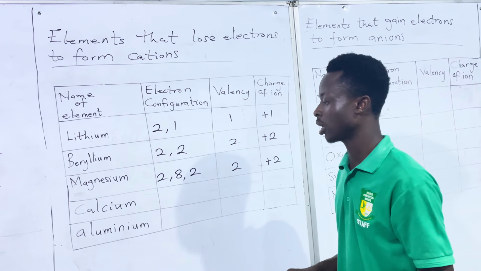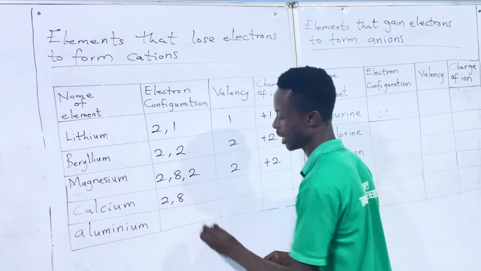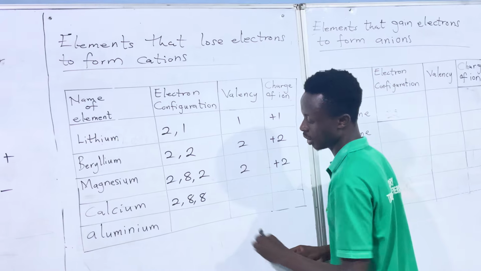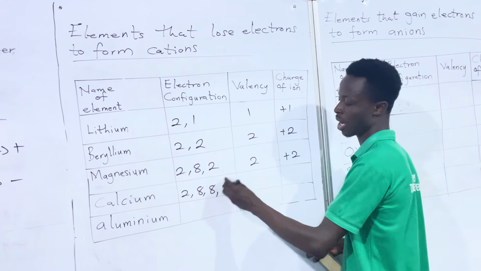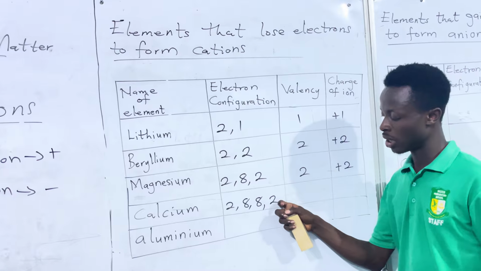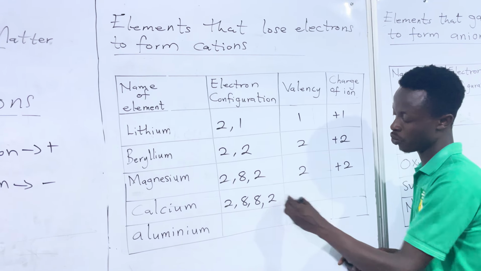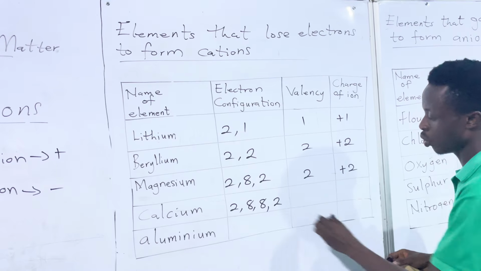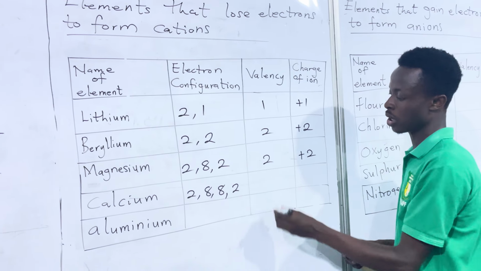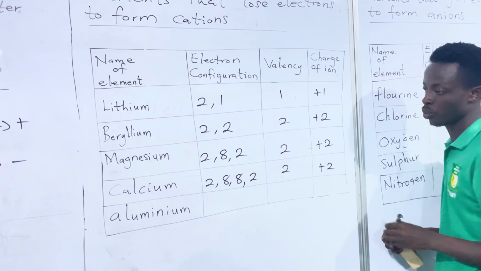The next one is calcium. Calcium is atomic number 20. So the first shell will take 2, the second shell will take 8, then the third shell will take 8, and the last shell will take 2. Remember, the last shell has to follow the octet rule. It has to take 8 electrons. Since it is not respecting the octet rule, it has to lose these electrons, and they are located in the outermost shell. So the valency will be 2, and then the charge will be +2.